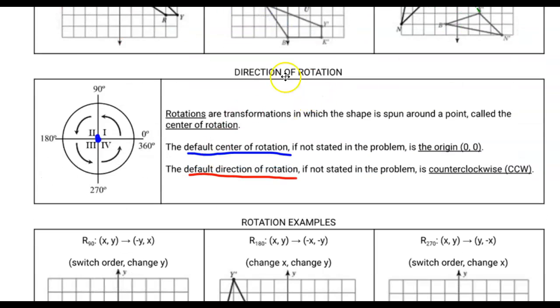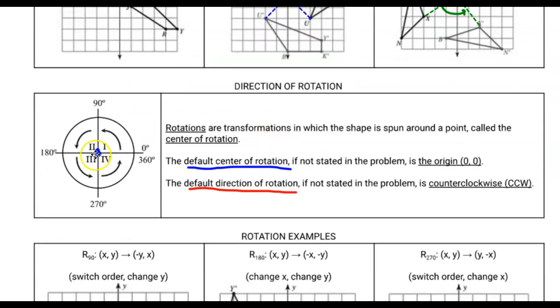Let's talk about direction of rotation for a moment. We know that any rotation that we talk about, the default direction is going to be counterclockwise. So if it doesn't say which way to spin it around, your default is going to be counterclockwise. Some rare problems do ask you to spin clockwise, but don't worry, it'll actually say specifically you must rotate clockwise in that particular case. In addition, the default center of rotation is the origin, which is 0, 0.